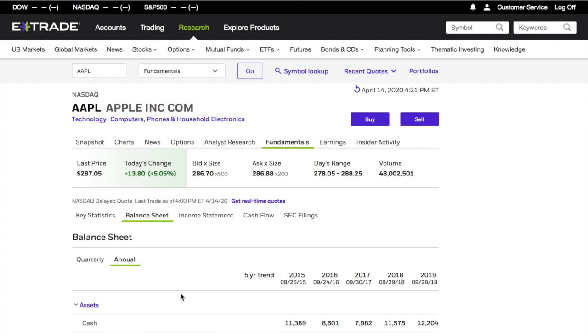How to review a company's balance sheet with Etrade. The balance sheet tells you the money in the bank. I'm going to tell you why that is important and a couple things to look out for and how to do that with Etrade.